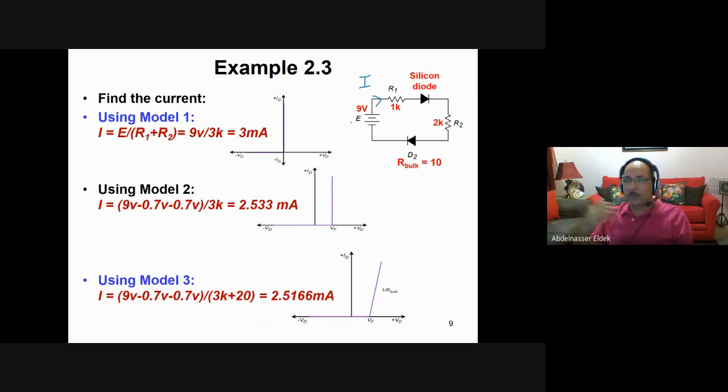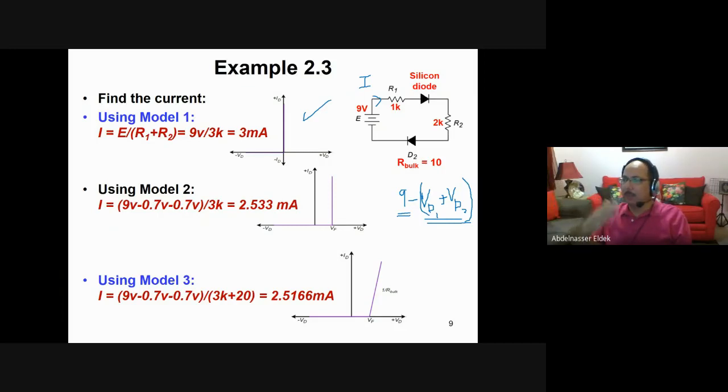Now the total voltage across the 2 resistors equals what? Equals 9 volt minus the voltages across the 2 diodes, so VD1 plus VD2. So this is the total voltage here, the source voltage, and this is the voltage across the 2 diodes, VD1 and VD2. In the first approximation, you do not have a voltage across the diode. So VD1 and VD2 are 0.